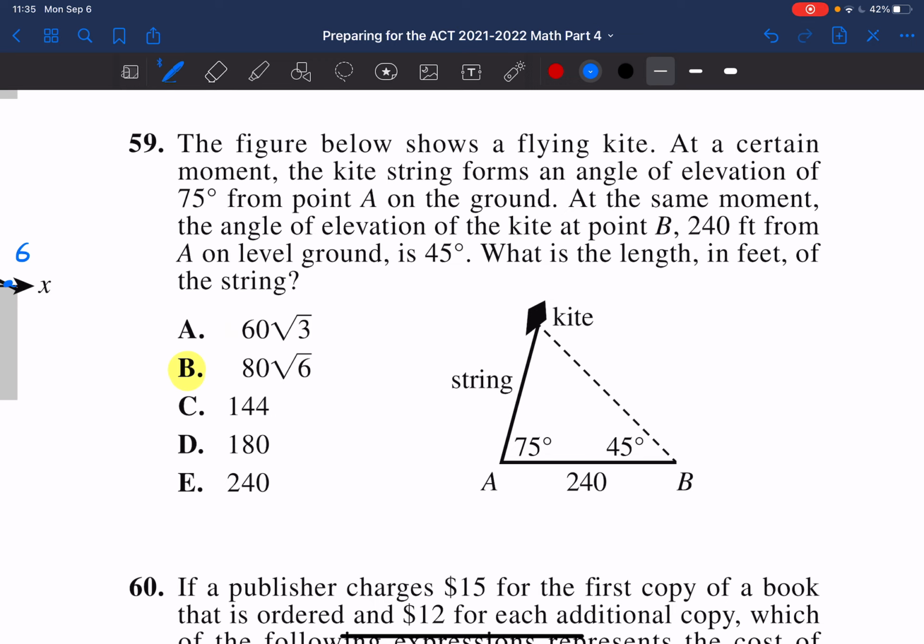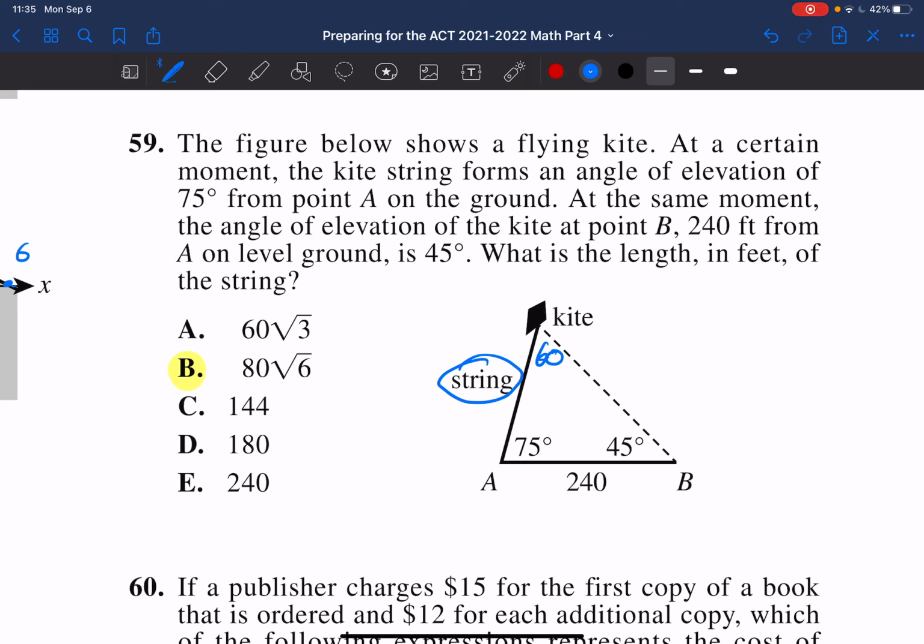59. Here we've got this picture of a kite being flown. It forms a 75-degree angle with the ground. At the same moment, the angle of elevation is 45 degrees. The question is, what is the length of the string? So this is what we want to find. Now, we have a triangle, and we know 2 angles, which means we can quickly figure out the third angle by subtracting away 75 and 45. And what we get is 60.